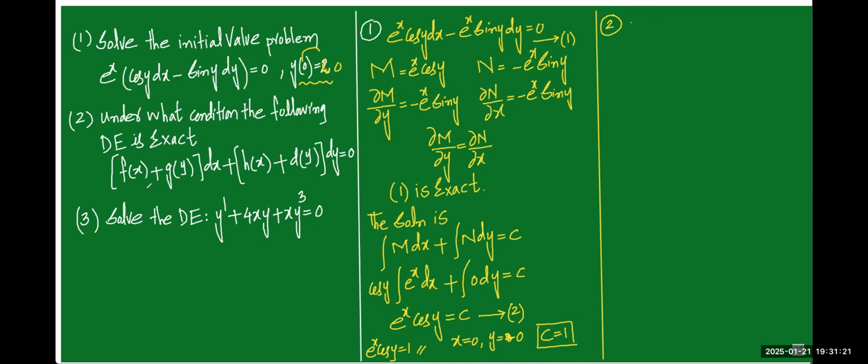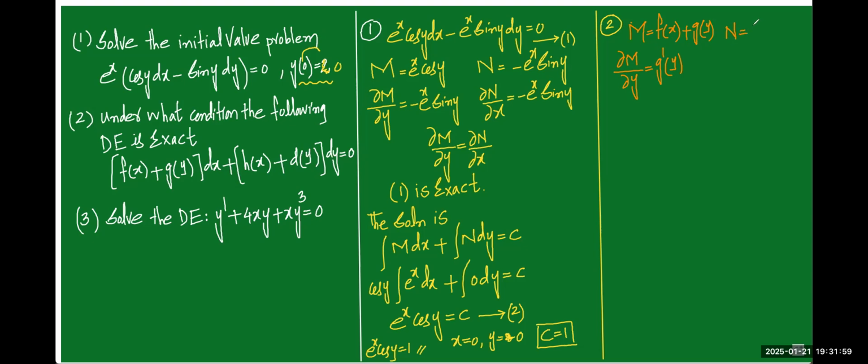See, directly if you compare the M dx plus N dy form, your value of M will be what? F of x plus x g of y. Then if you differentiate this partially with respect to y, what answer are you getting? The answer is g dash of y. F of x differentiation is f dash of x, but we are differentiating with respect to y. G of y differentiation is g dash of y.